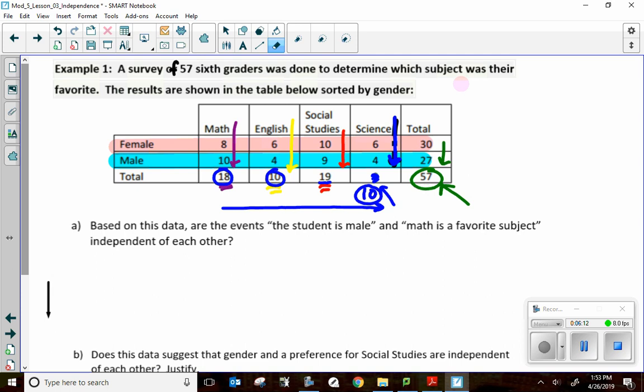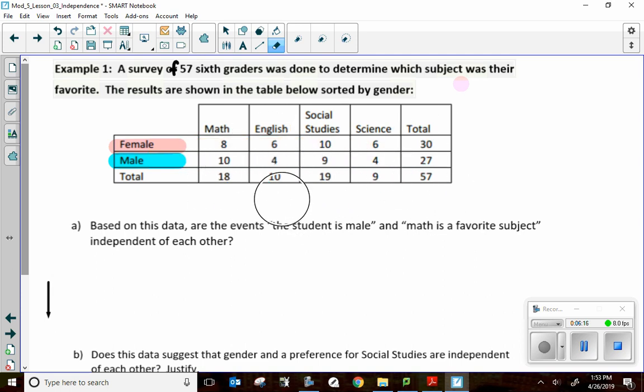Now we understand our table. I'm going to erase all this, but I'm going to put a 10 right in that spot there. So this should be 10. Now, based on this data, I'm looking at part A.